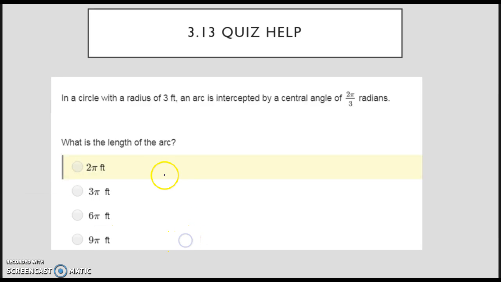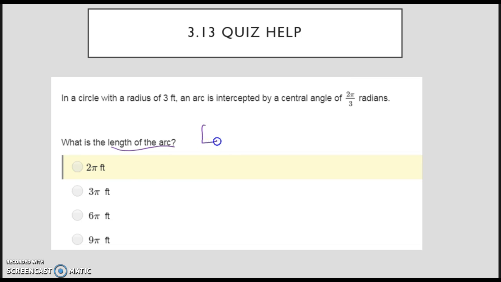Right, so here we have a question about a circle with a radius of 3 feet, and an arc that is intercepted by a central angle of 2 pi over 3 radians. We want to know the length of the arc. This should automatically key in your head the arc length formula.